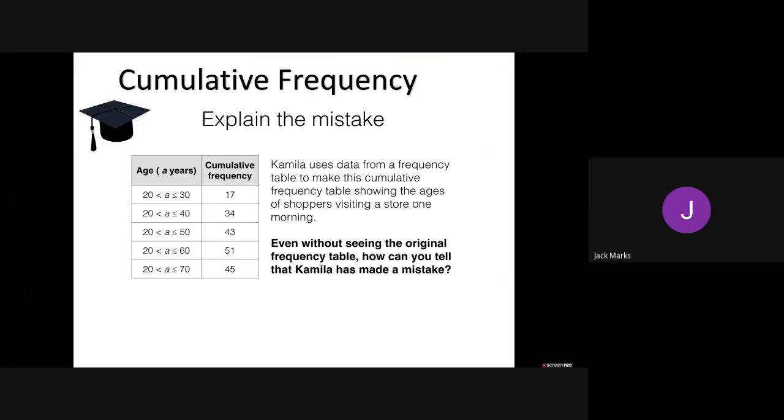If you see a frequency table like this, before we go any further, you'll be able to see that there's a mistake. So this is accumulating the groups. Frequency is going up, but it's not here. So clearly there's a mistake. Cumulative frequency should always be going up. That's if it's cumulative frequency.